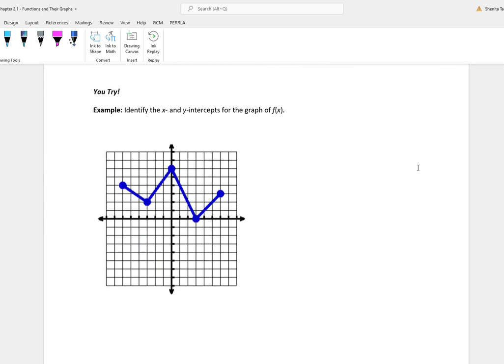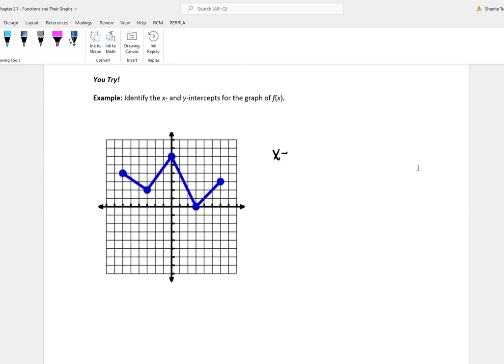I have a try-it-yourself problem here. I'll go ahead and put the answers up and you can try this on your own. The x-intercept is (3, 0) and the y-intercept is (0, 6).